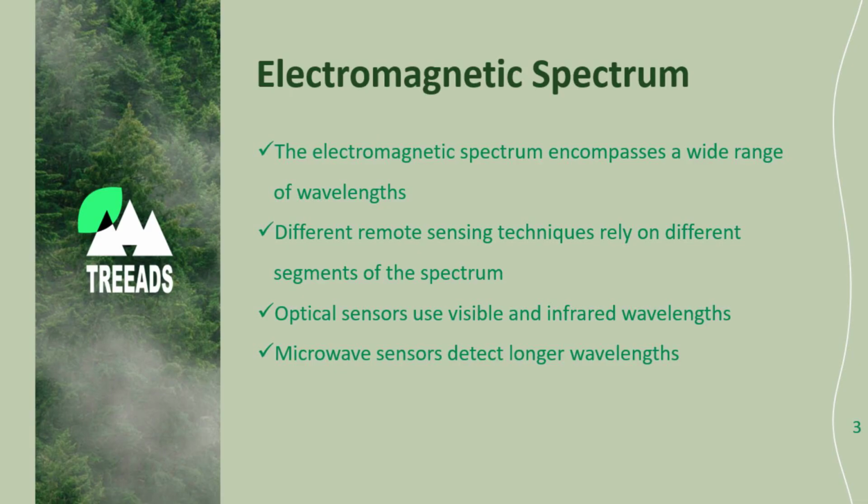The foundational principle of remote sensing is the utilization of the electromagnetic spectrum. The electromagnetic spectrum encompasses a wide range of wavelengths, ranging from short gamma rays to long radio waves. Various remote sensing techniques rely on different segments of the spectrum to capture data. For example, optical sensors use visible and infrared wavelengths, while microwave sensors detect longer wavelengths.